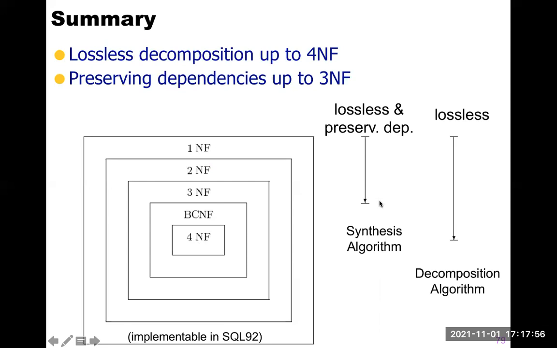And up to third normal form, we have functional dependencies, lossless decomposition, and dependency-preserving decomposition. Those are the synthesis algorithms that lead us to third normal form. To Boyce-Codd normal form and fourth normal form, the decomposition algorithm leads us preserving only losslessness. Dependencies are not preserved by this decomposition, and the essence of the algorithm is the same. The decomposition algorithm to Boyce-Codd and fourth normal form is the same.